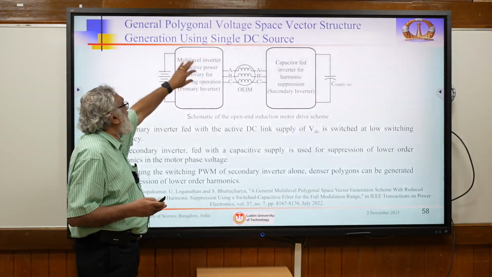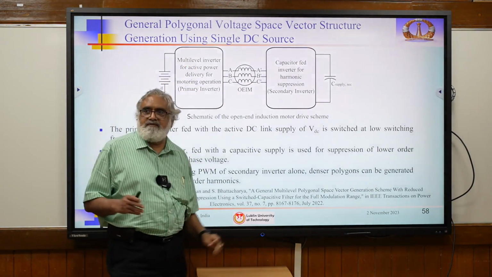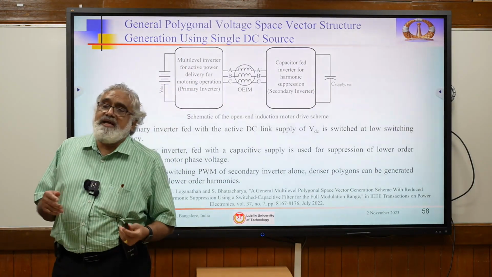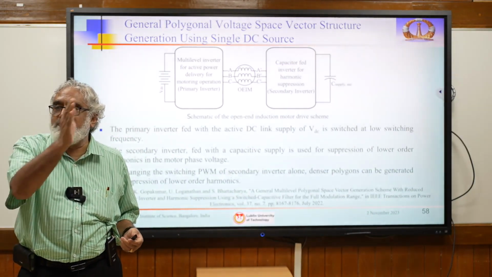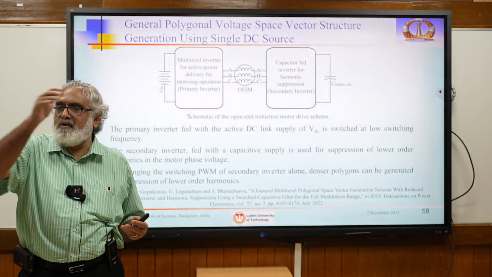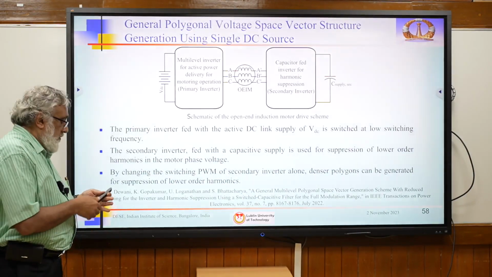You have a main inverter for power delivery and a switched capacitor filter. If you see here in the output, the harmonics are suppressed because the sampling depends on the number of steps. In a 42 step operation, you get a 42-sided, 24 step, 24-sided. So what is the idea?